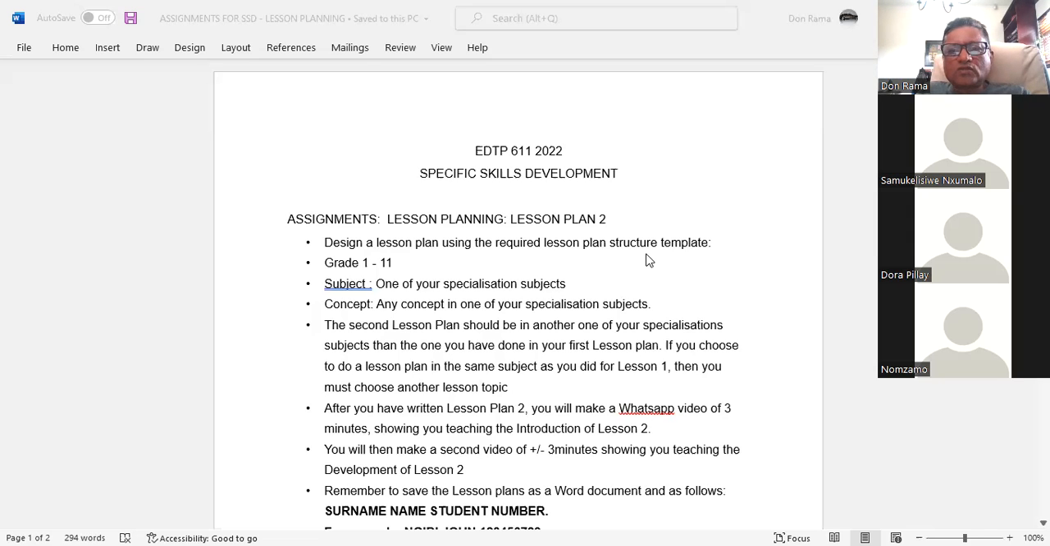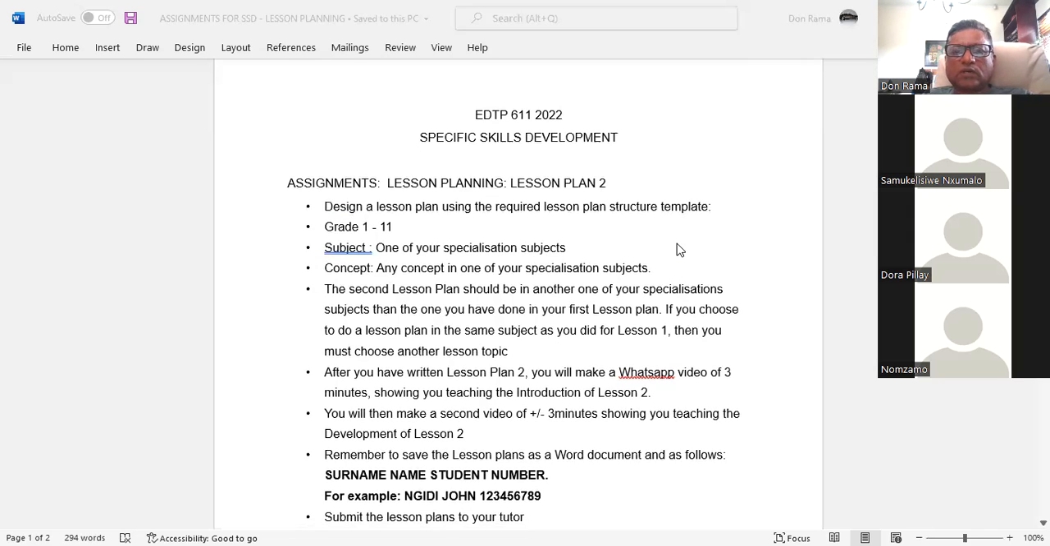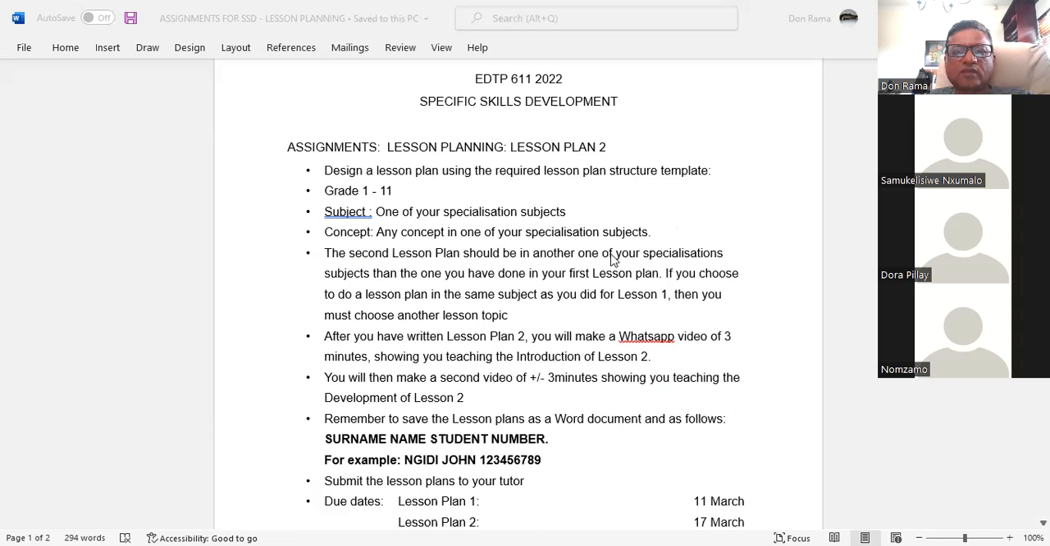For lesson plan 2, you need to design a lesson plan using the lesson plan structure template, which I will also send to you again. It depends on your phase. If you are senior, do up to grade 11, don't do a grade 12 lesson plan. The subject would be one of your specialization subjects. The concept can be any concept in one of your specialization subjects.